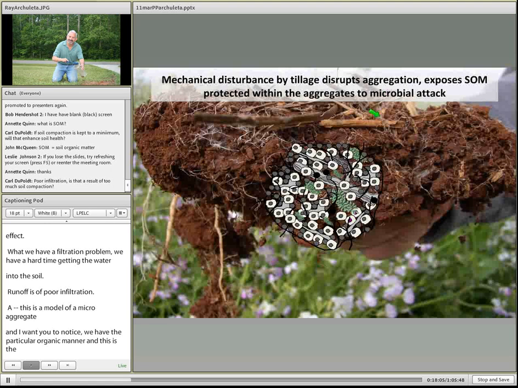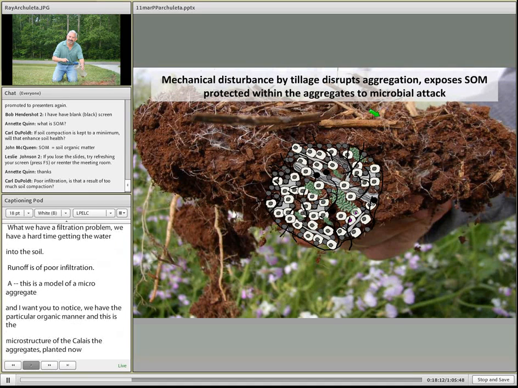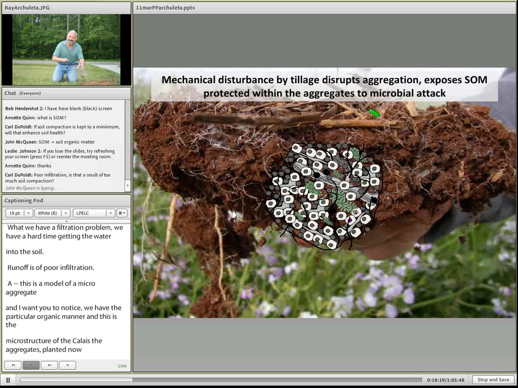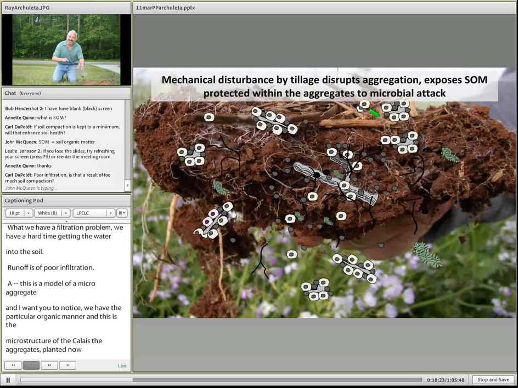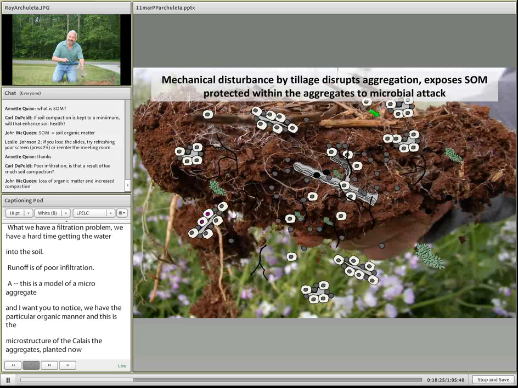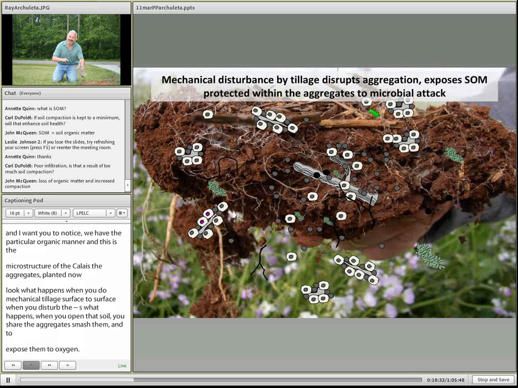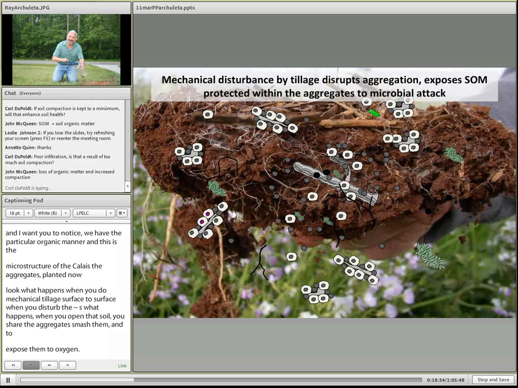Now, look what happens when you do mechanical tillage like disking or any surface disturbance where you disturb the agrosphere. When you open that soil up, you shear the aggregates, smash them, and you expose them to oxygen. Then these copiotrophic bacteria, coming from the word copious, meaning they love rich carbon substrates, and oligotrophic bacteria, like the more recalcitrant carbon substrates.